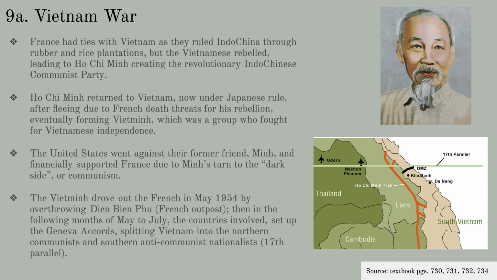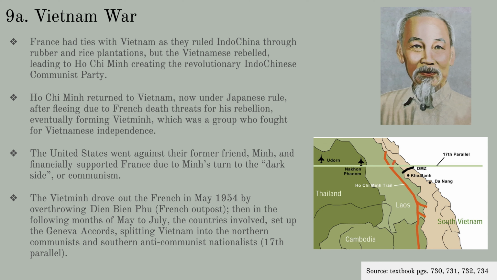The United States went against their former friend Minh and financially supported France due to Minh's turn to the quote-unquote dark side, or communism. The Viet Minh drove out the French in May 1954 by overthrowing Dien Bien Phu, which was a French outpost. Then, in the following months of May to July, the countries involved set up the Geneva Accords, splitting Vietnam into the northern communist and southern anti-communist nationalists, or the 17th parallel.